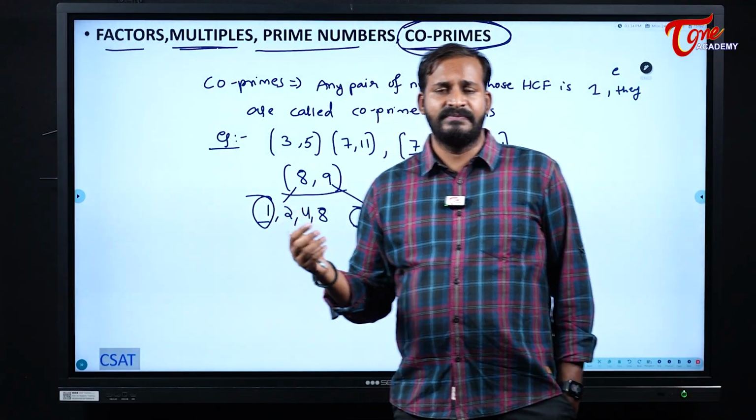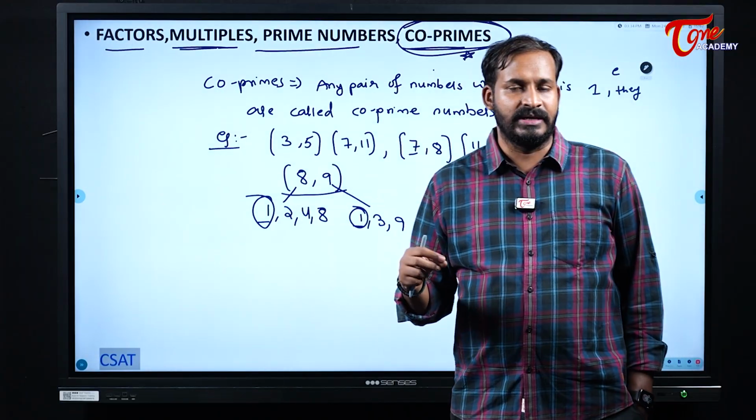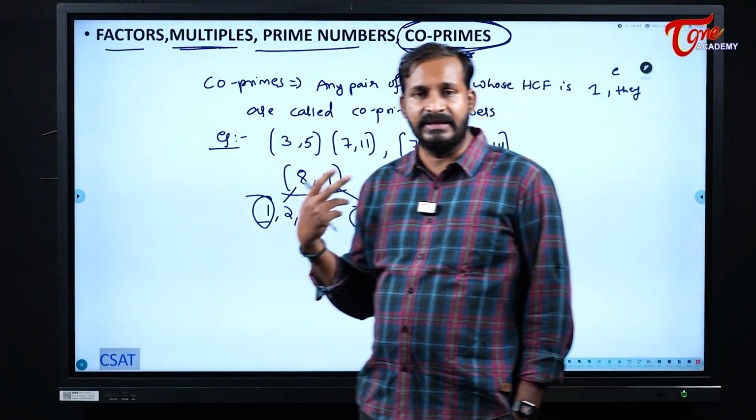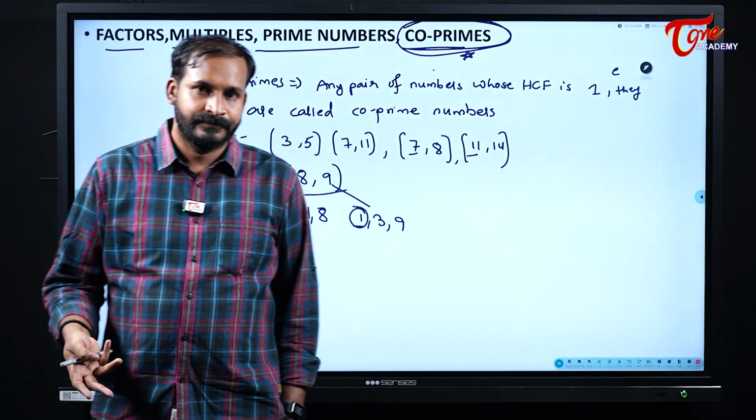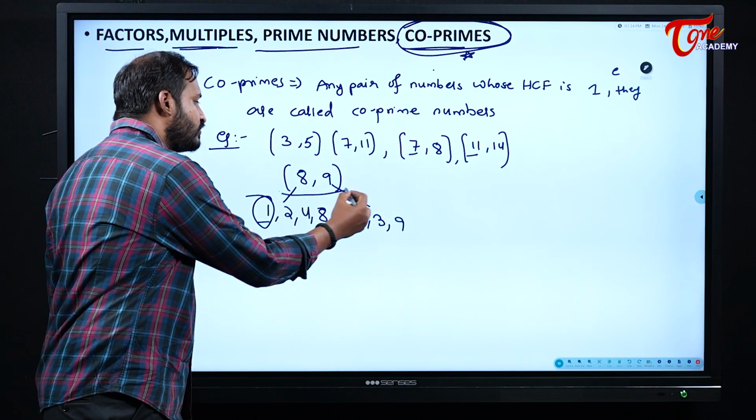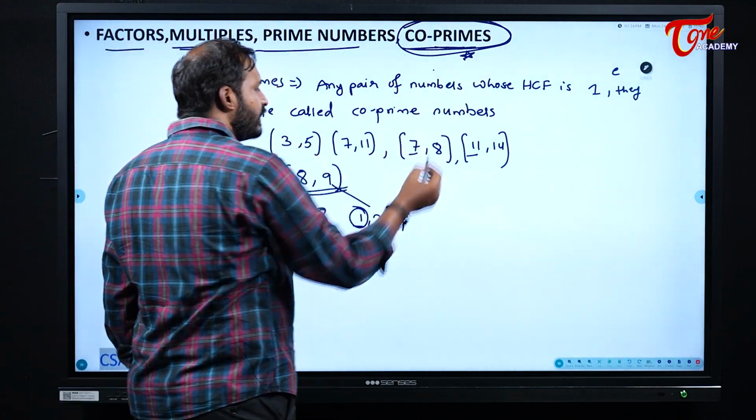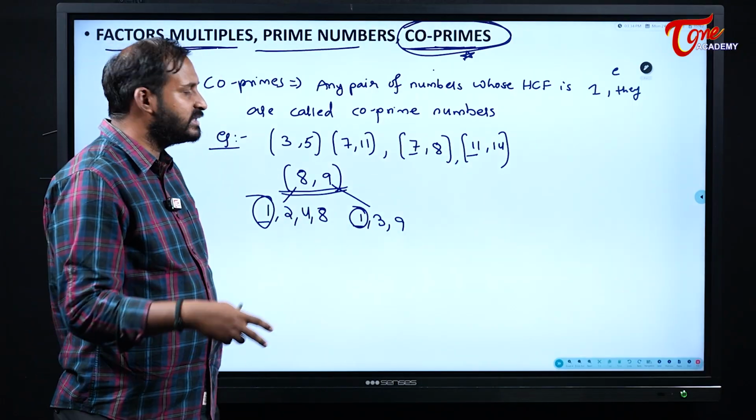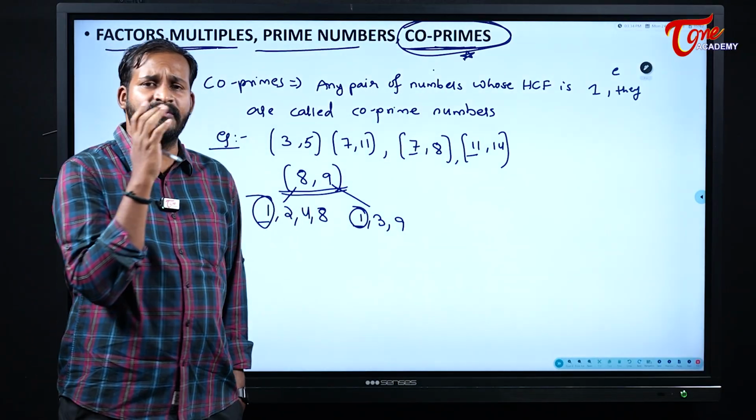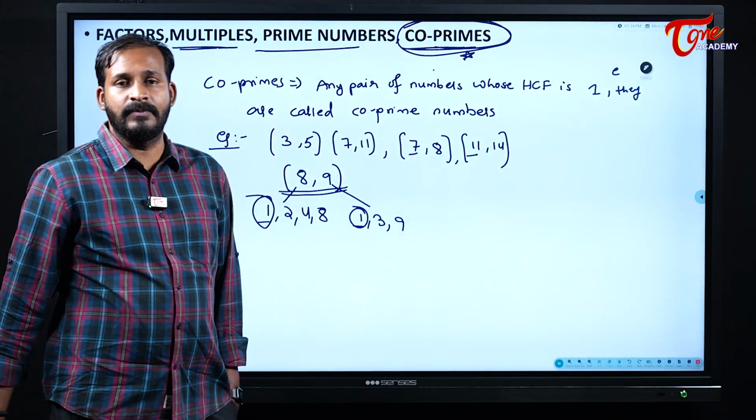Actually speaking, both are composite numbers. 8 is a composite number, 9 is a composite number. But together 8 and 9 I can say them as co-primes. Understood students? Okay. Don't get confused by seeing the word prime. By default, two prime numbers and a pair of prime number and composite number will become co-prime. But two composite numbers also can become co-primes.